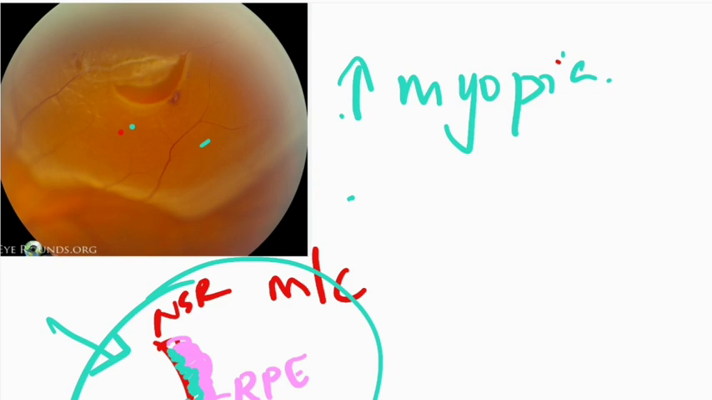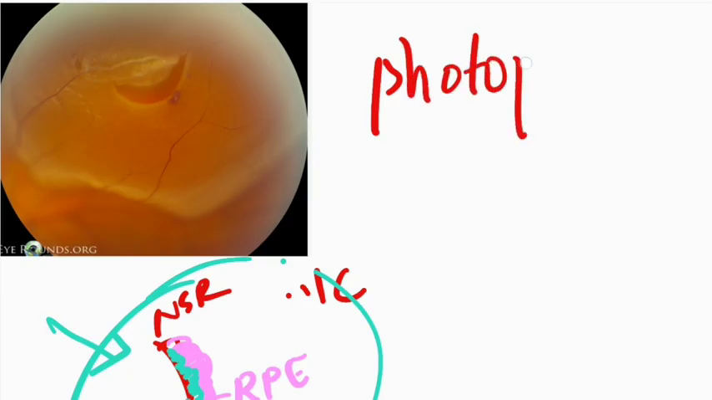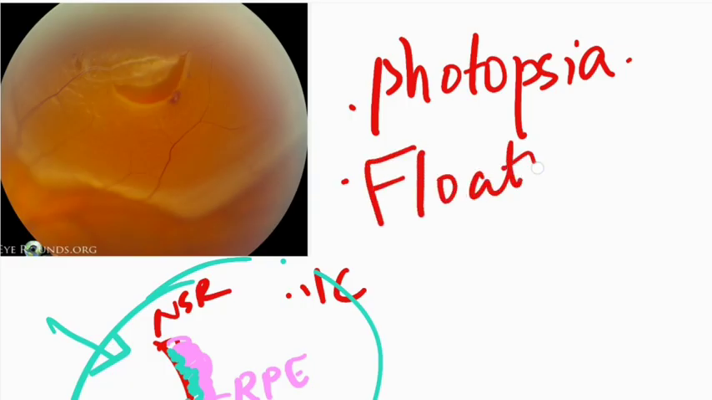Now, what are the clinical features of rhegmatogenous RD? The person is going to have photopsia. What do you mean by photopsia? Photopsia means flashes of light. He is going to see floaters. The patient can see black spots, or flies-like components in the air.